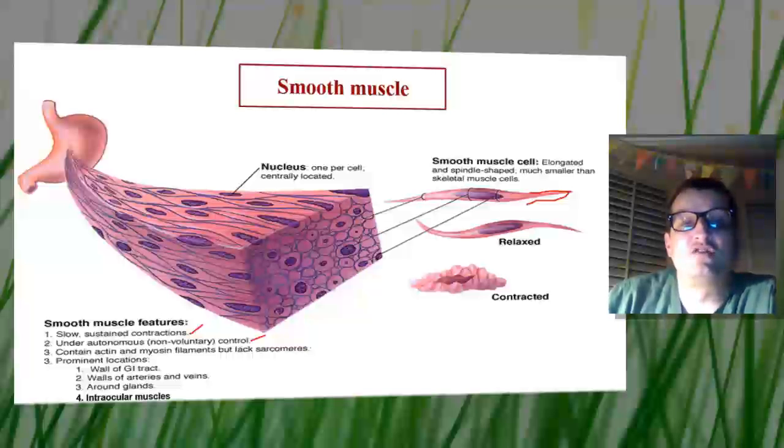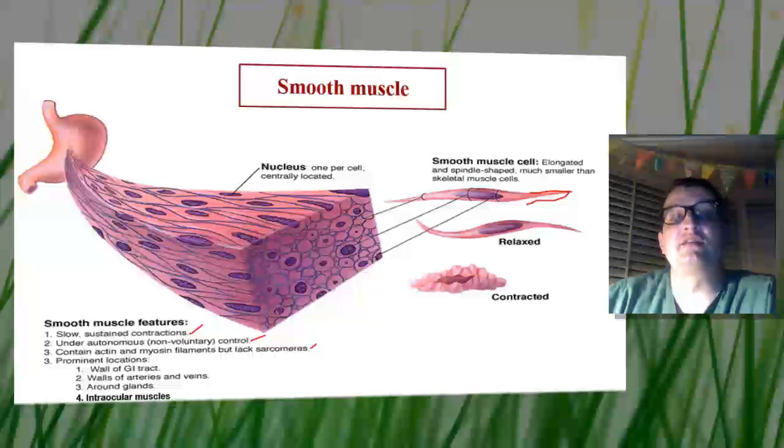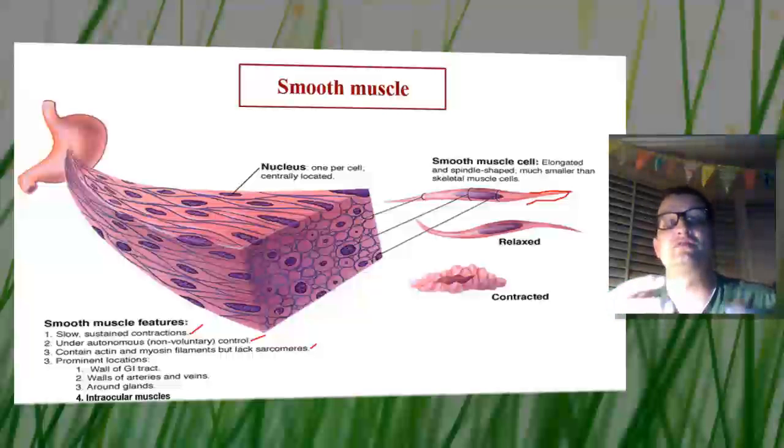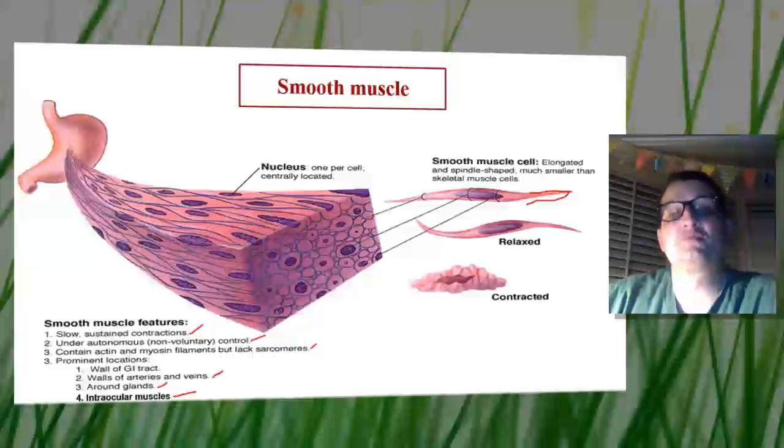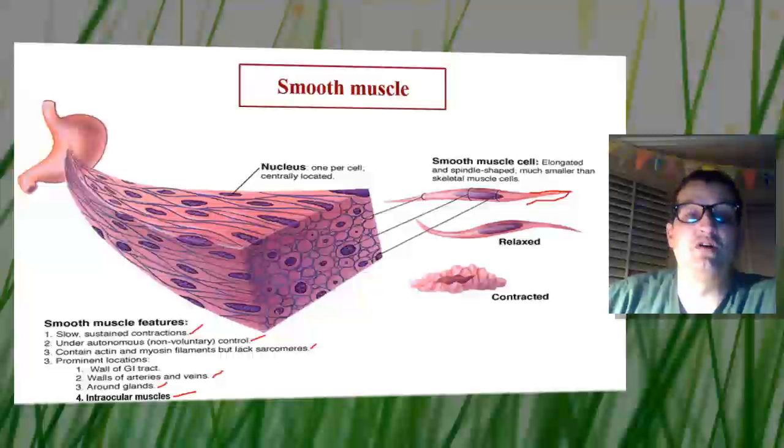It lacks sarcomeres, but it does contain actin and myosin in sort of a loose affiliation. So there's not this regular structure that you see with cardiac muscle and skeletal muscle. We see these in the intraocular muscles in the eye. We also see it around glands and around arteries and veins as the primary locations of smooth muscle. Also, the wall of the gastrointestinal tract and the walls of the airways is where we find smooth muscle.